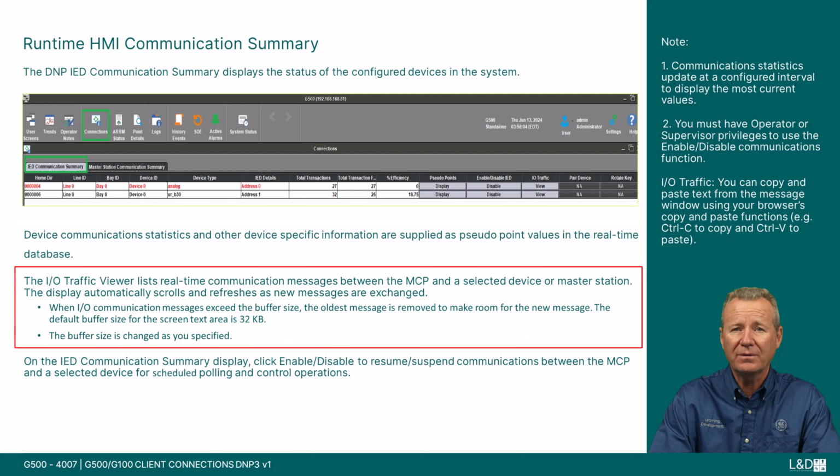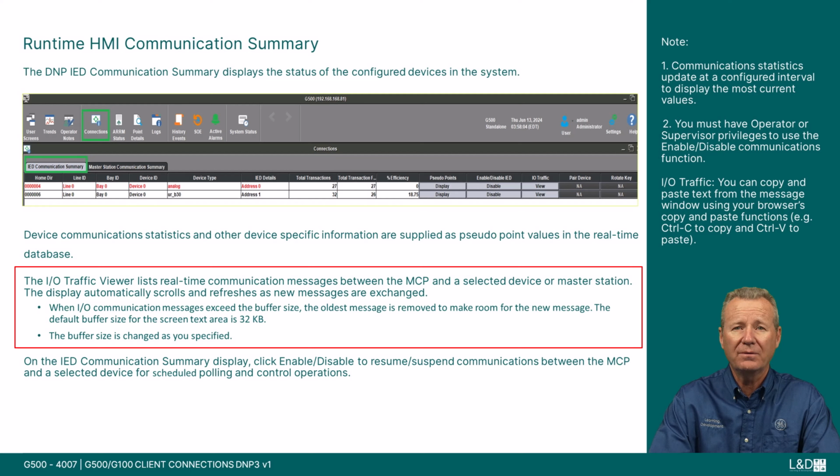The I/O traffic viewer lists real-time communication messages between the MCP and a selected device or master station. The display automatically scrolls and refreshes as new messages are exchanged. To view I/O, click the View button on the IED master station communications summary page or the Monitor button on the point summary page or Detail Statistics window.